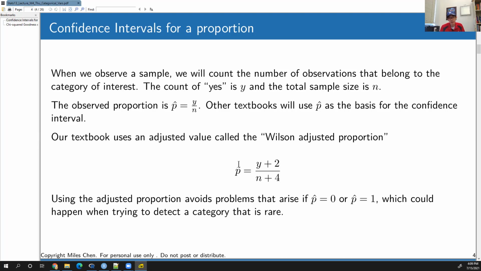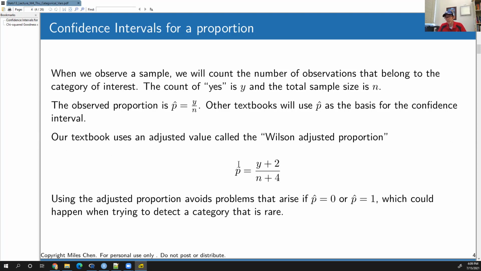And so by adding 2 to the numerator and 4 to the denominator, we prevent ourselves from getting a proportion of 0. So if we had 0 out of 200, we would add 2 to the numerator and 4 to the denominator, and it would become 2 divided by 204, and we get an adjusted proportion of something around 1%, a little bit less than that.